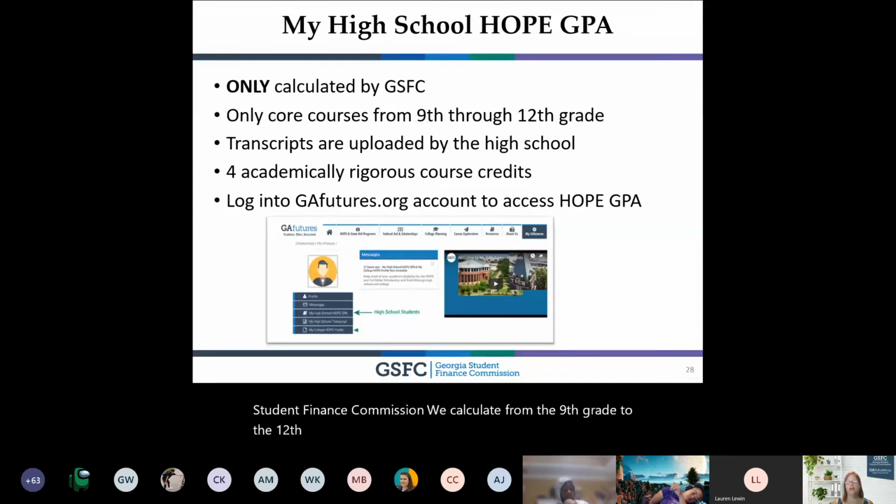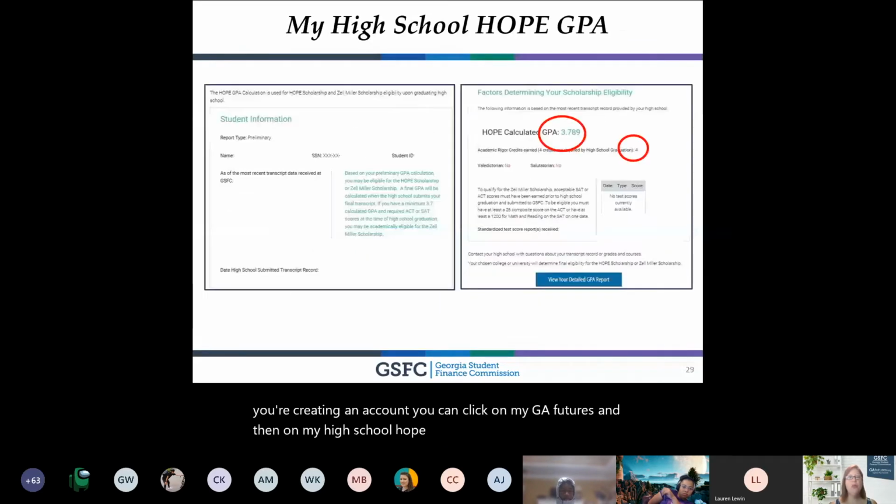Transcripts are uploaded by your counselor, and you can view those at any time on gafutures.org. So make sure you're creating an account. You can click on My GA Futures and then on My High School HOPE GPA. It will look something like this. You'll be able to see your HOPE calculation. You'll be able to see how many rigor courses that you have.